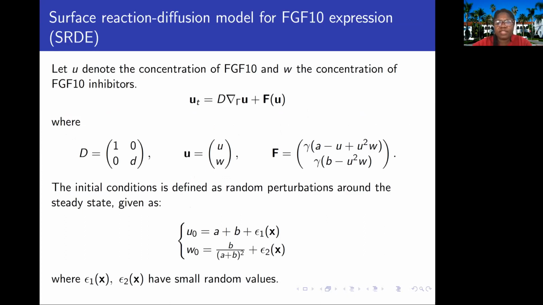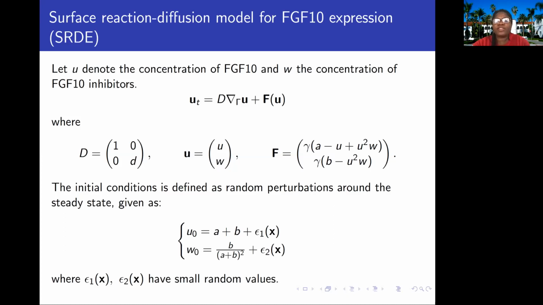Here is where we describe the model for FGF10 expression. We use what we call the surface reaction diffusion model, describing FGF10 expression. The bold font U represents a vector where we have U and V. U represents the concentration of FGF10 and V represents the concentration of FGF10 inhibitors, the inhibitors that we looked at a while ago, of which sonic hedgehog is one.